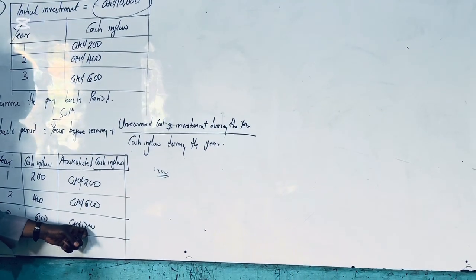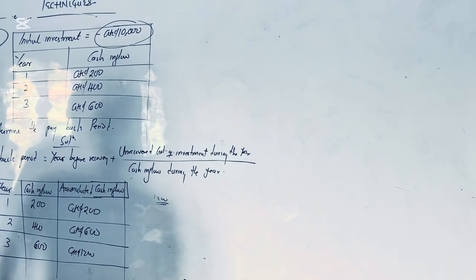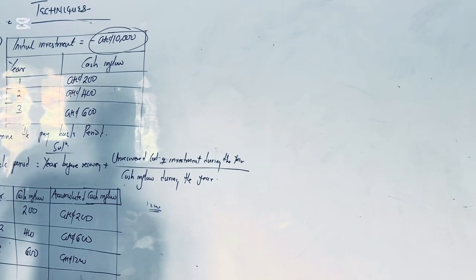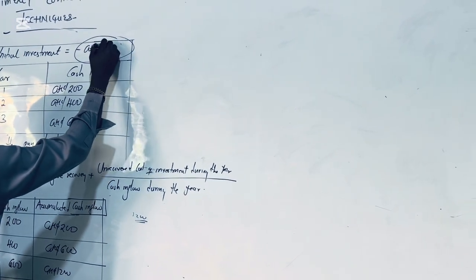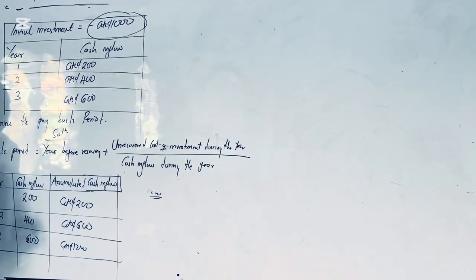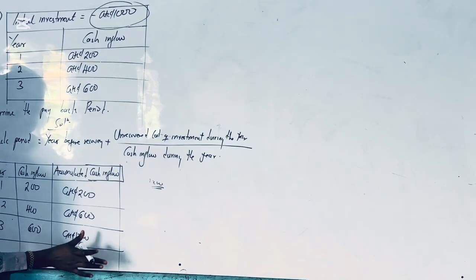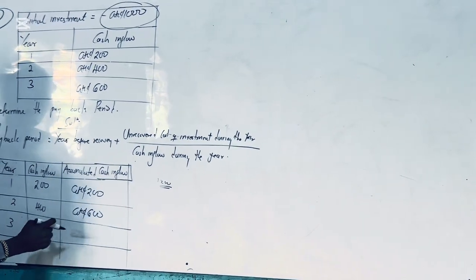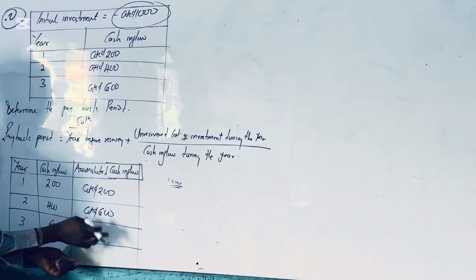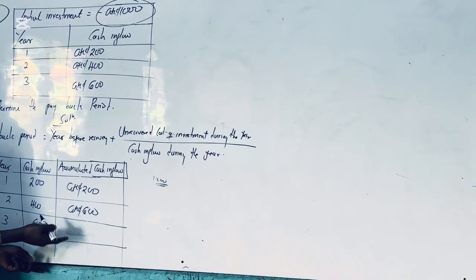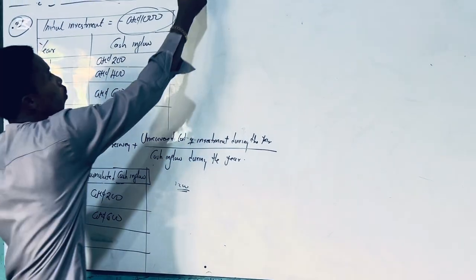Let me see. This figure here is supposed to be 1,000, not 10,000. All right, good. So this 1,200 does not make sense because it's more than this 1,000 Ghana cedis. So what do we do here? This is where we end our accumulated cash inflow, because we need an extra 400, and that 400 is in this 600 cedis.